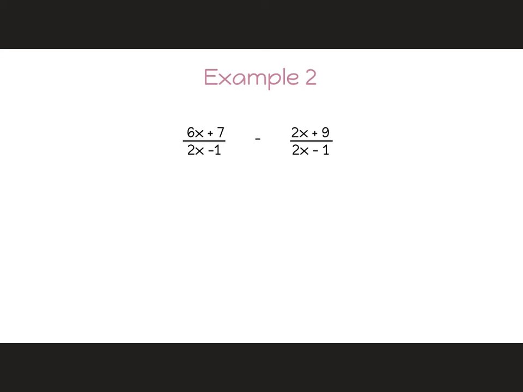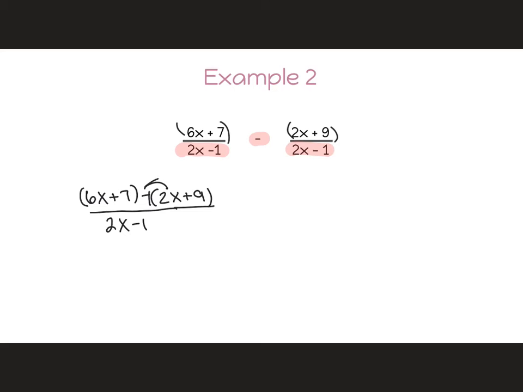This second example is really similar, but first thing you want to notice is that this time we're subtracting. Our denominators still are the same. They're 2x minus 1, so I'm just going to rewrite that. In my numerators, I have 6x+7 minus 2x+9. So I'm just going to rewrite that. I'm going to want to keep them in parentheses for now. Something really important is that you would need to distribute this negative 1. And once we do that, then we can drop our parentheses. So 6x plus 7 minus 2x minus 9 all over 2x minus 1.